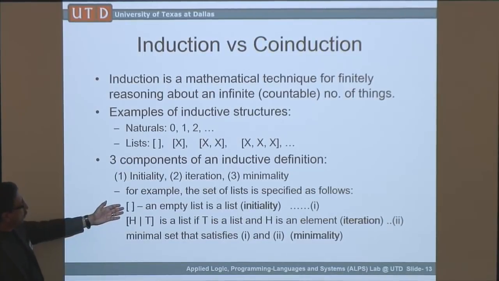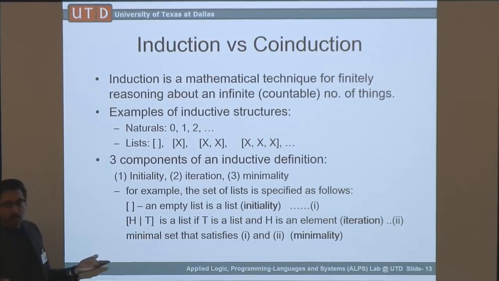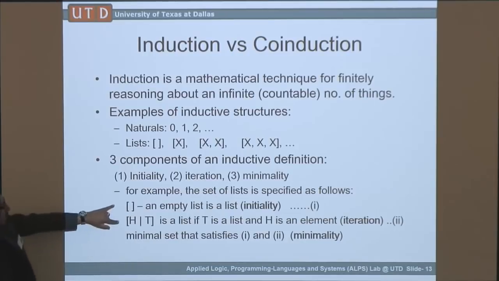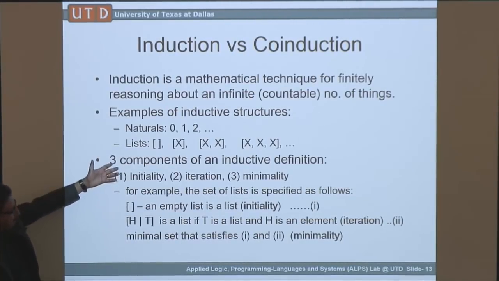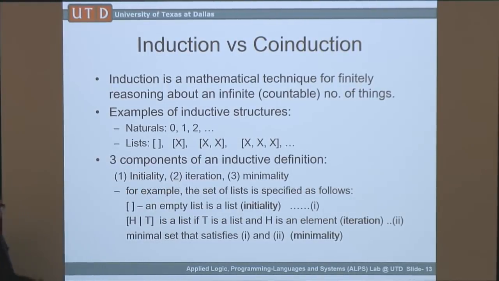So for example, if you want to build lists, the initial condition is that the empty list is a list. And then if I have a list T, then H cons T will get me a bigger list. That's iteration: how do you build the next element? And then I want the set of all finite lists as the inductive set that can be built using these two operations. So that's our standard inductively defined set of lists.